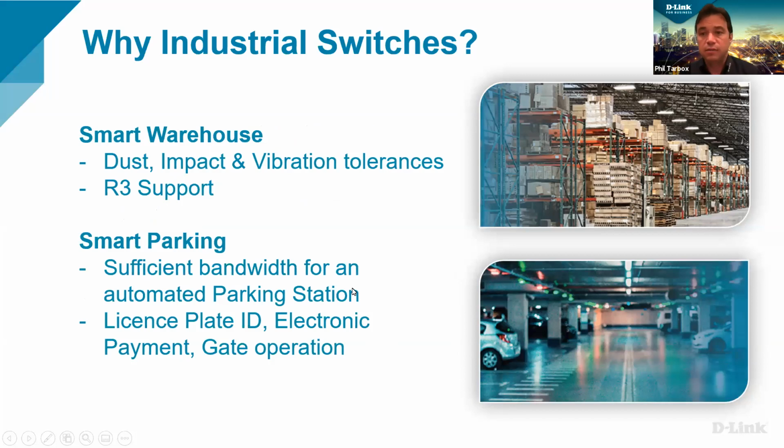Scaling things back somewhat, we look at warehousing. A lot of warehousing is moving to automation, and of course warehouses can be pretty unforgiving environments as well, with lots of dust, with lots of impact around vibration and so on. So having equipment that's been manufactured to be able to deal with all of those environments is something that's really important. And of course that R3, that rapid redundant ring support, is really important from a redundancy point of view.